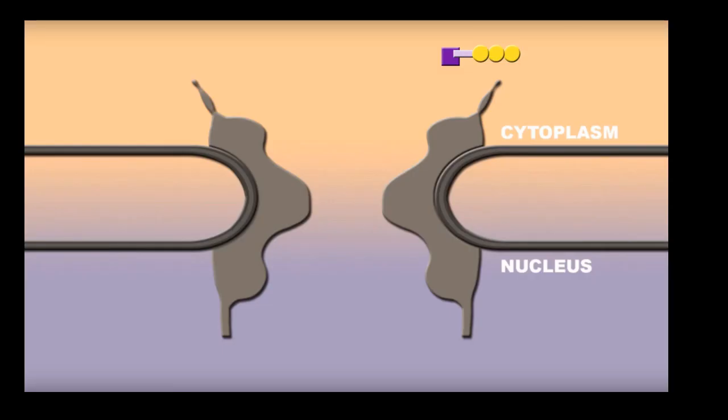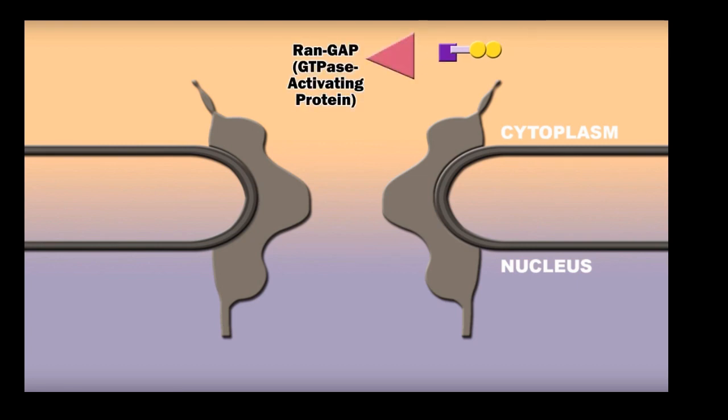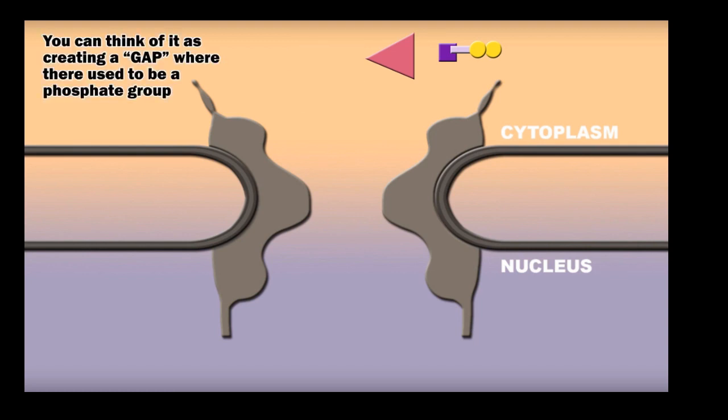Firstly, RAN is inefficient at GTP hydrolysis. Hence, RAN-binding protein, RBP, not shown here, and RAN-gap must work together to hydrolyze GTP and release the nuclear import receptor. An easy way to remember RAN-gap is to think of it as, literally, creating a gap where there used to be a phosphate group.